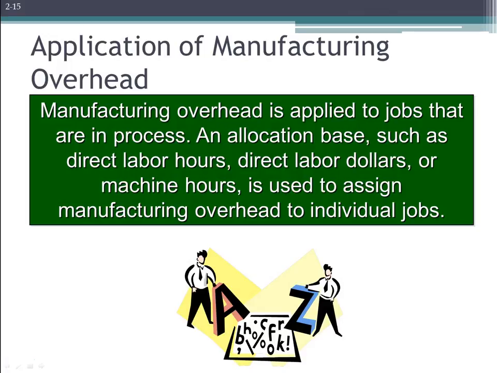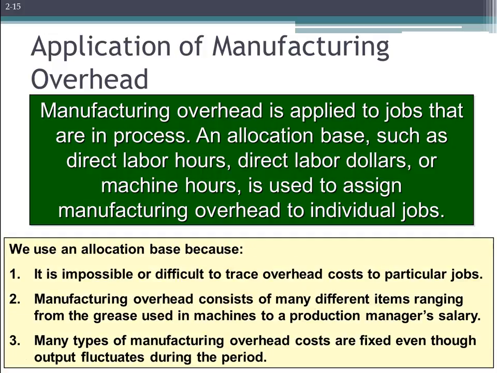So, how do we apply manufacturing overhead? The way we do that is we use some sort of an allocation base, like direct labor hours or direct labor dollars, and we take a total of what the company expects to have during a period, and then we will apply it to individual jobs. And the reason we use an allocation base is because it's simply impossible to trace overhead costs to a particular job. And what I mean by that is, consider that manufacturing overhead has all sorts of costs, which we've discussed only a fraction of them.